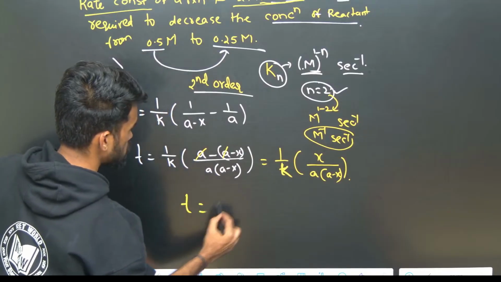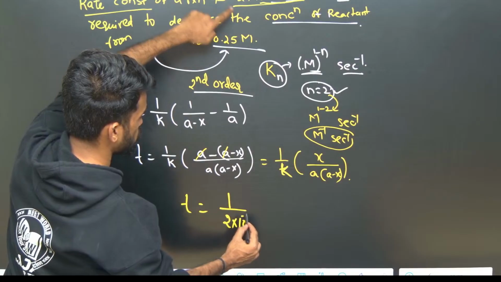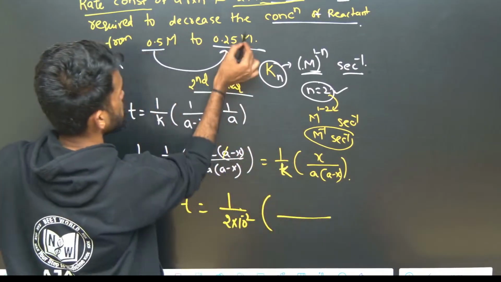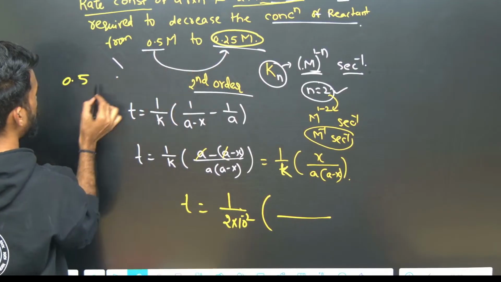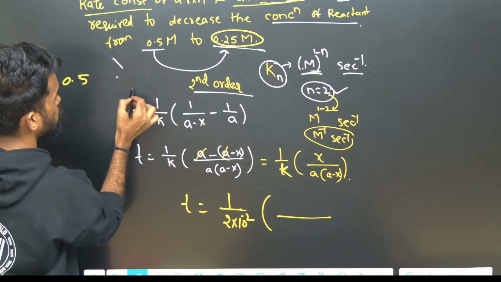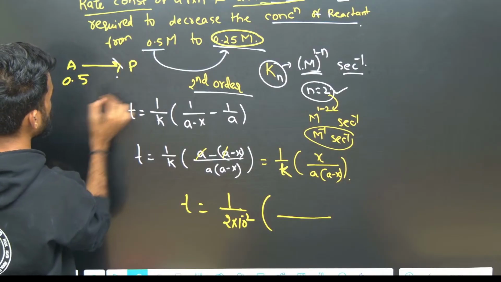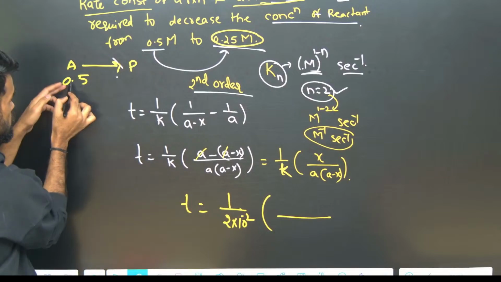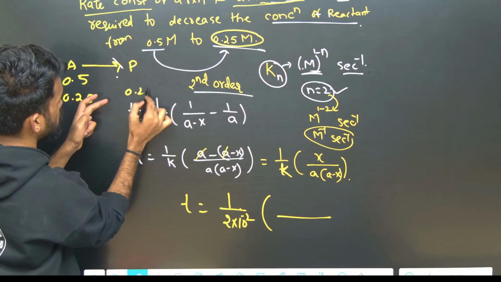So t equals 1 by k. K is how much? 2 into 10 power minus 2 is mentioned. Okay, and here x is how much? The concentration is 0.5, and from this 0.5 some x percentage is converted into product now. This is the reactant concentration, and the product concentration increases as time goes on. So now this concentration becomes 0.25 and half of it converted into product, like this.